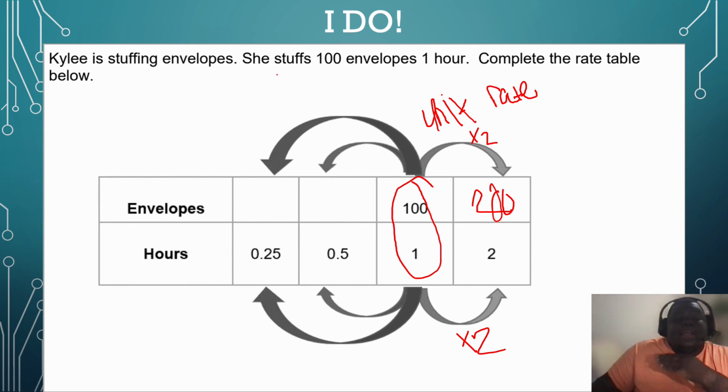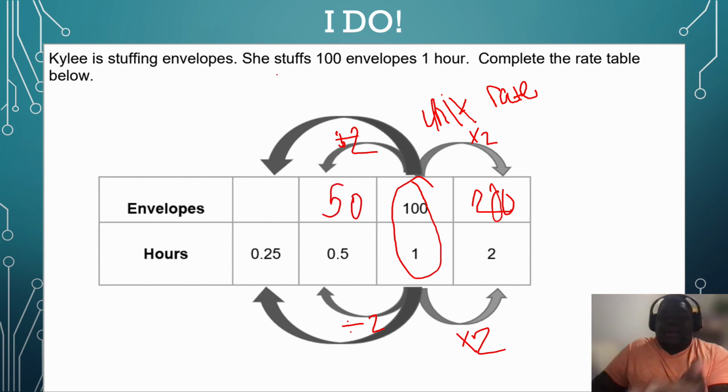Okay, so let's go back to our unit rate and then let's work backwards. Let's look at half. How do we go from 1 to half of 1? Not by 4, you divide by 2, right? Because it's half of 1. So whatever we do to the bottom, we do to the top. We're going to divide by 2. 100 divided by 2 is what? 50.